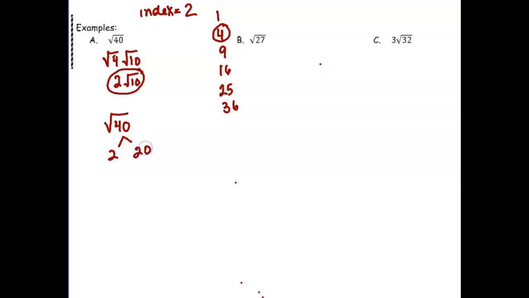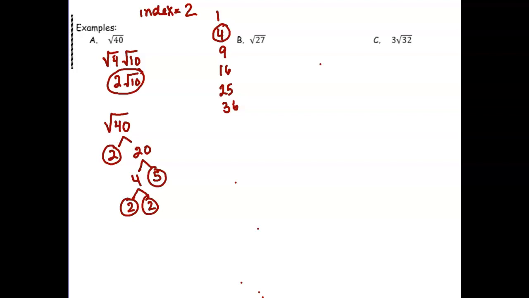I'm going to say 2 times 20. Now 2 is prime, so I'm going to circle it. 20, I could say 4 times 5. Well, 5 is prime, and then with 4, I've got 2 times 2. Okay, so I've circled all of my prime factors.